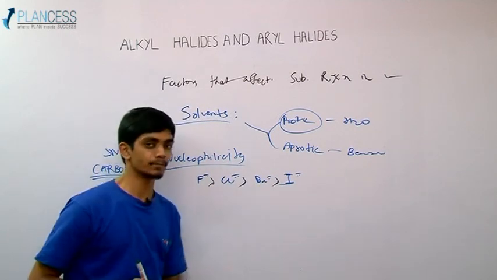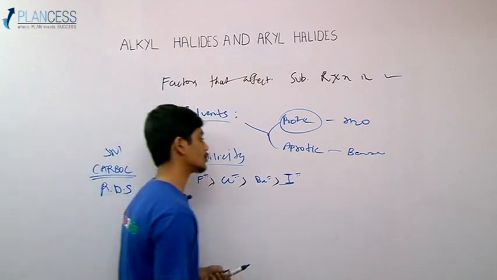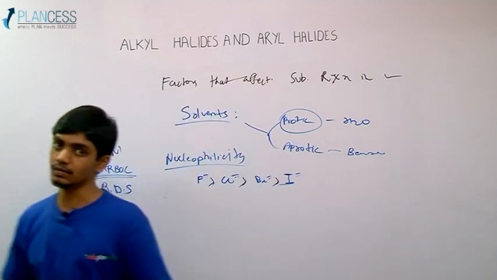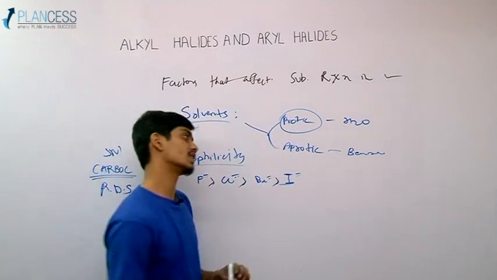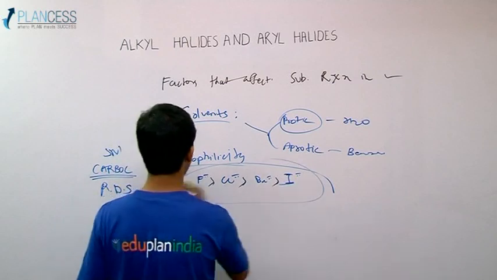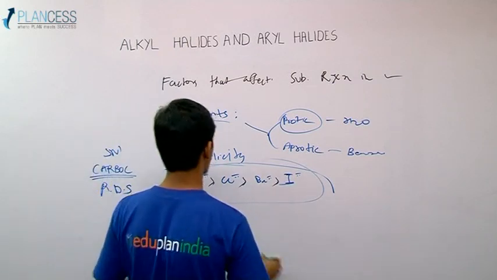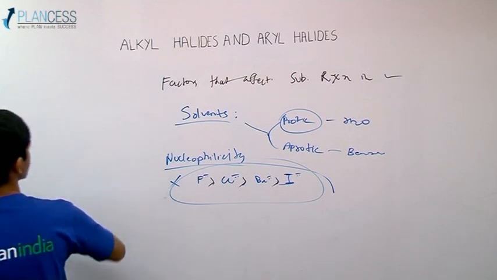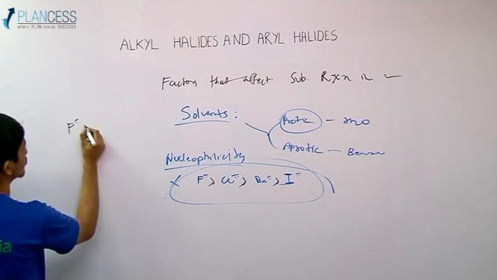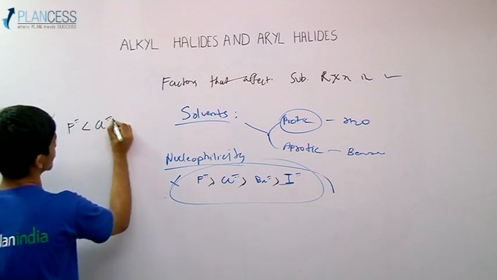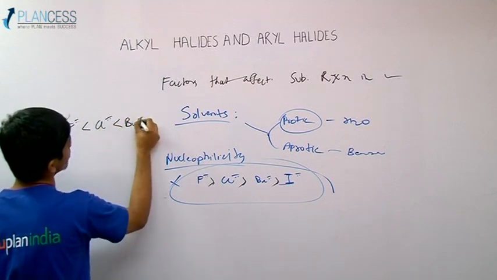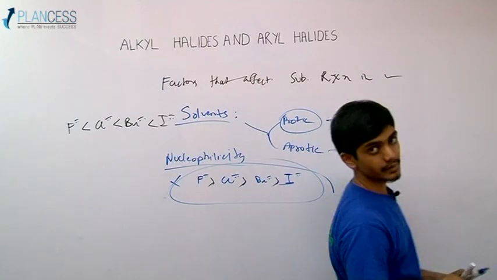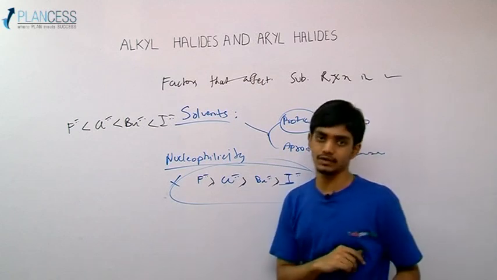So the order must be this. But in fact you are wrong. F minus is a weaker nucleophile in a protic solvent as compared to I minus, and the observed order is, this is wrong, and the observed order is F minus lesser than Cl minus, lesser than Br minus, and finally lesser than I minus. So how is that order coming, and how can you actually explain that order?